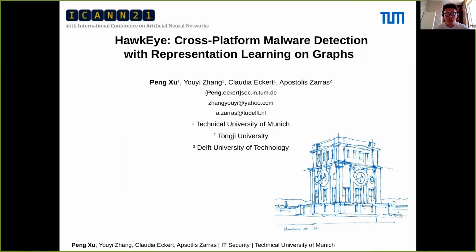Today, I want to talk about our work, which is about cross-platform malware detection. We use representation learning on graphs to extract features from the raw executable file. The name of our work is HawkEye.